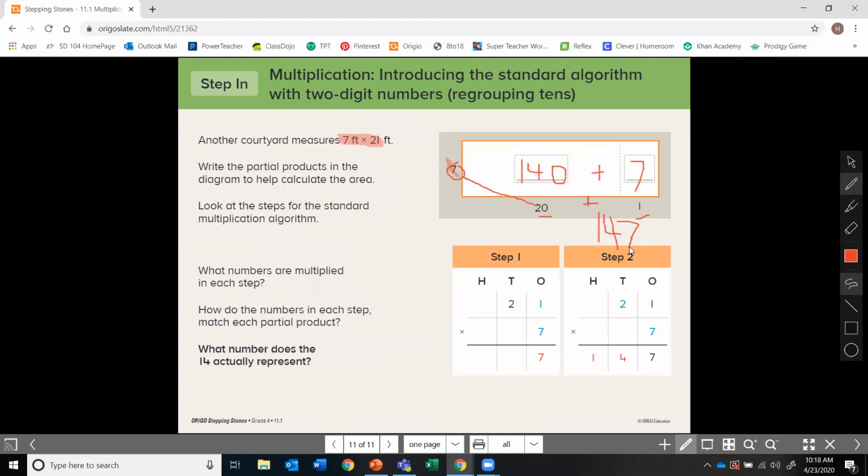Okay, let's try the standard algorithm. So we do 1 times 7, which is 7, 7 times 2, which is 14, and we both got the same numbers. Very good. So in the future, if it gives you a choice to pick which strategy you like best, you have the partial products way, which is the first strategy, and then you have the second strategy, which is the standard algorithm. You get to pick. It's the great thing about math.